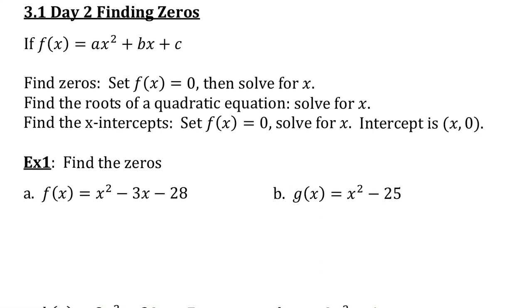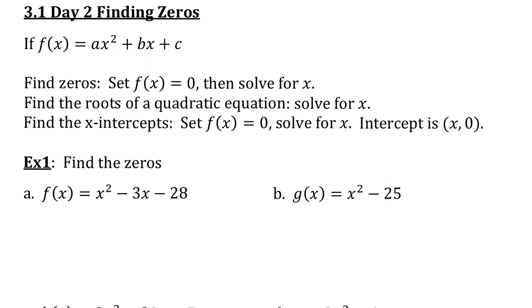Okay, 3.1, day 2, we're going to be finding zeros. We've done this before. We're just going to officially write down some of the directions and then mix up the methods a little bit. Okay, so for this chapter, we're using quadratics, which is why I have f of x equals ax squared plus bx plus c. But it could be any format, and this is still going to be true.